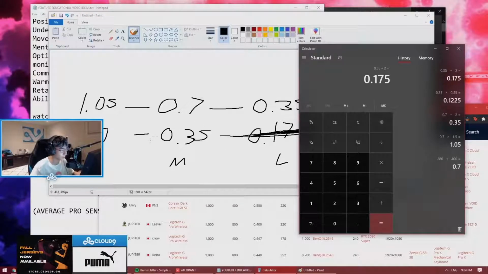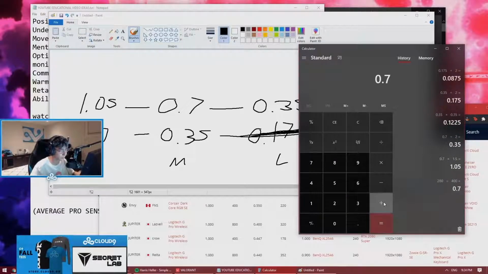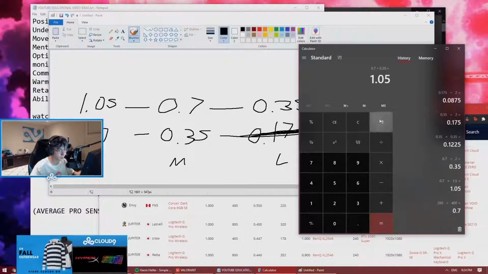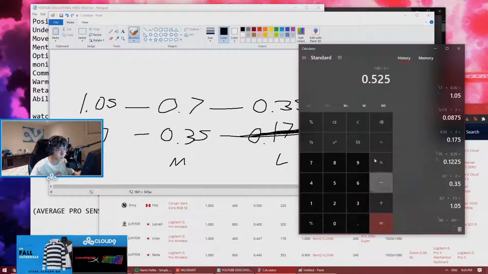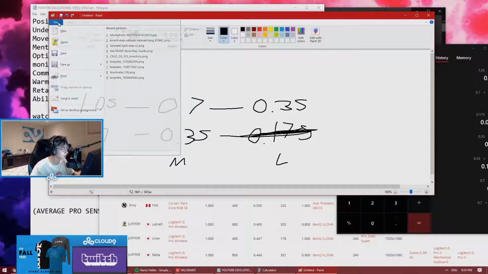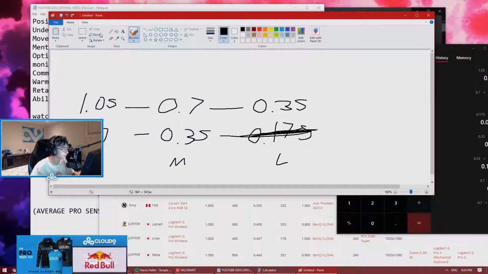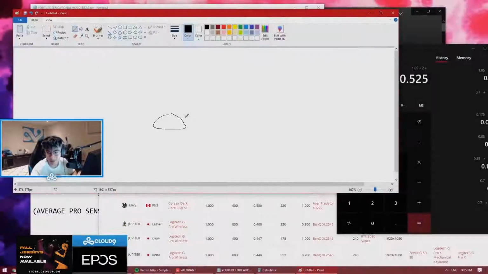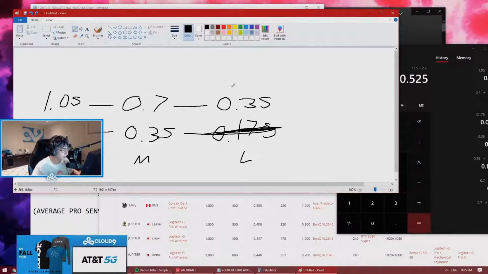So what you do is 0.7 plus 0.35. And then you get that, you divide this by 2. Now you get a new middle. So let me just, how do I clear real quick? I'll just delete. Does that work? Yeah, it does. So now we have a new middle. So our middle is 0. Oh shit. Okay, here. So I crossed this out.